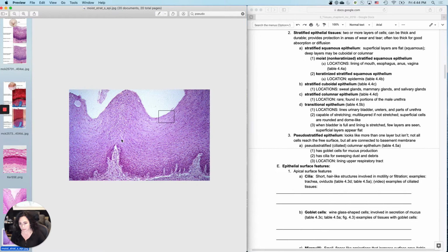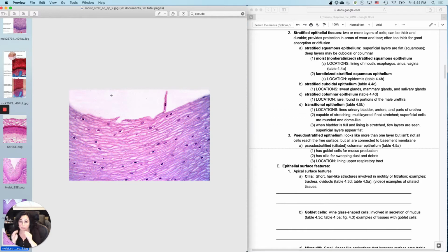It's obviously stratified. There's squamous at the top, right? And it doesn't have dead cells on the surface. So this is a moist stratified squamous epithelium. This is a close-up of just the apical surface of a moist stratified squamous epithelium so that you can see. I'm not saying there's nuclei in every single cell, but nuclei go all the way up to that level.